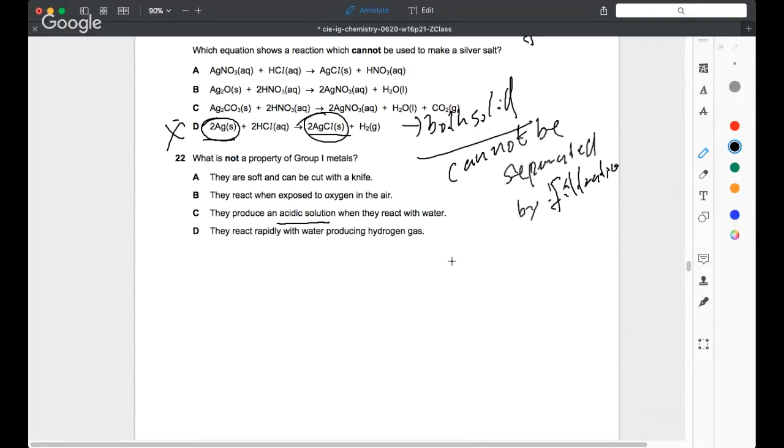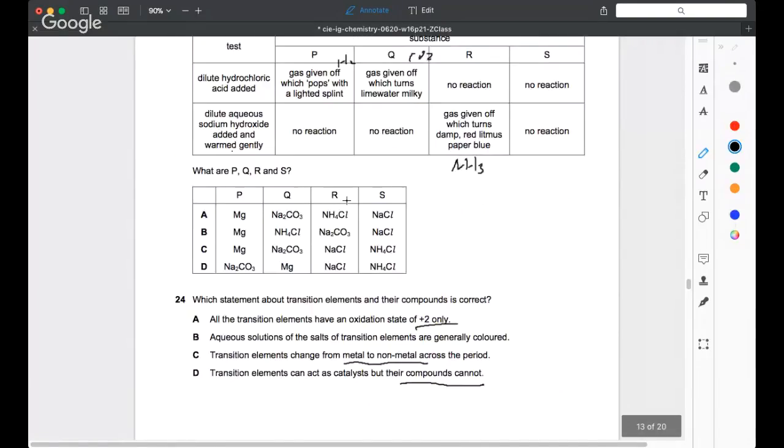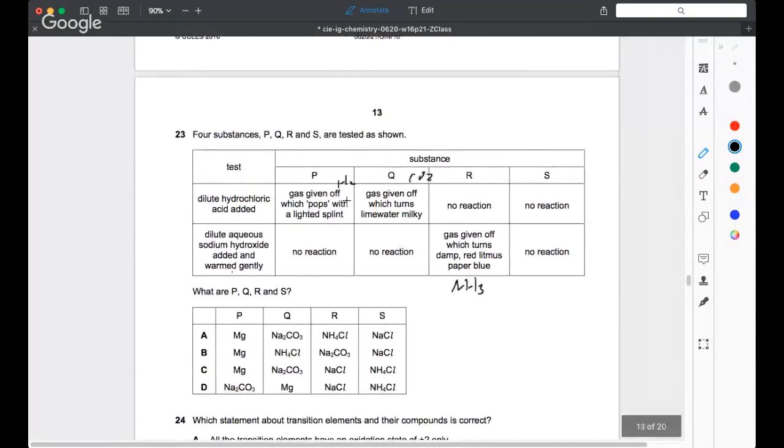Number 22. Which is not a property of group 1 metals? They produce an acidic solution when they react with water. This is wrong because they produce a basic solution as opposed to an acidic solution. So C is wrong.